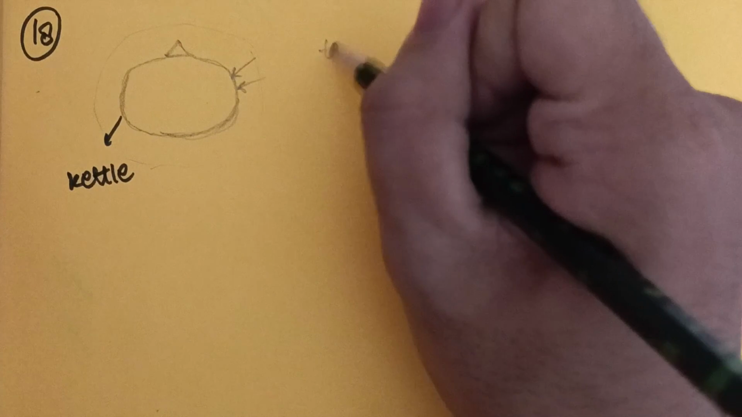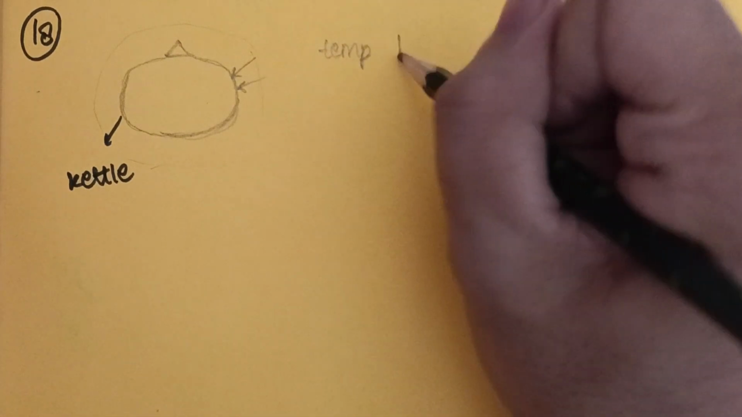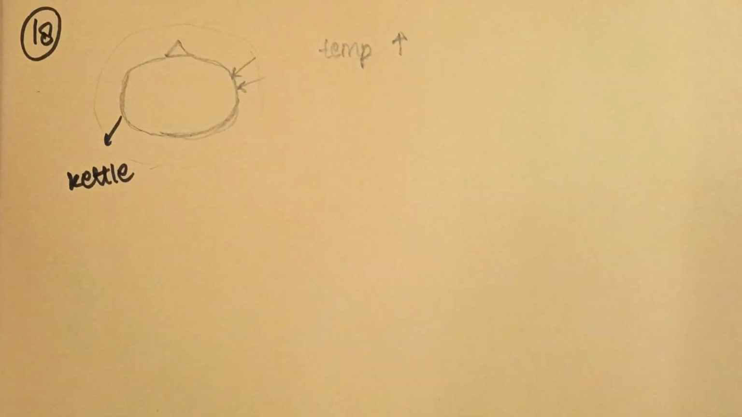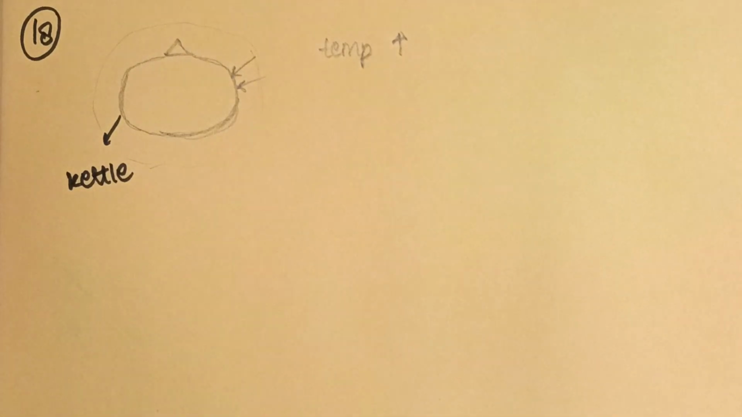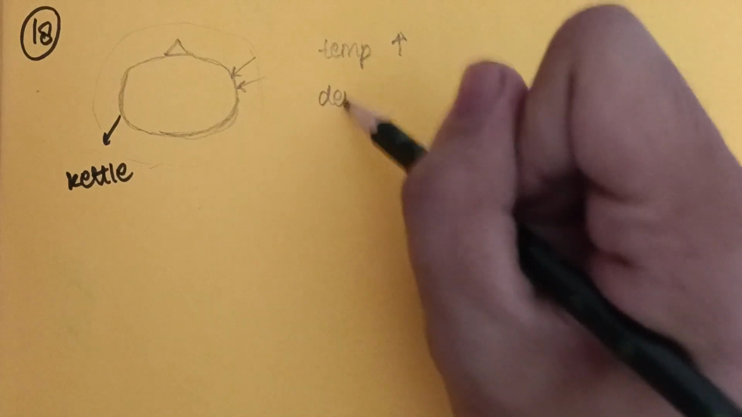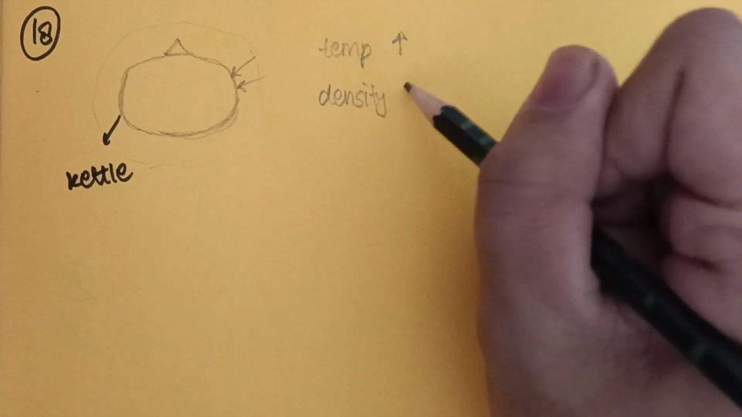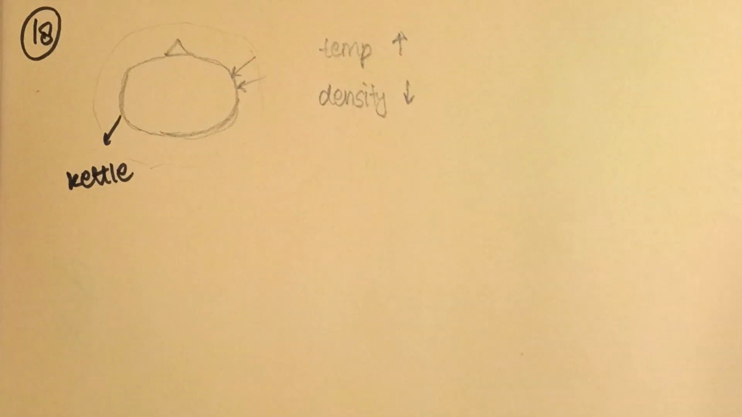Now, so the temperature of air increases. As temperature increases, we know that the molecules will start to jiggle more, their speed will increase, their kinetic energy will increase, and therefore they push each other apart. And so the density of air becomes less.